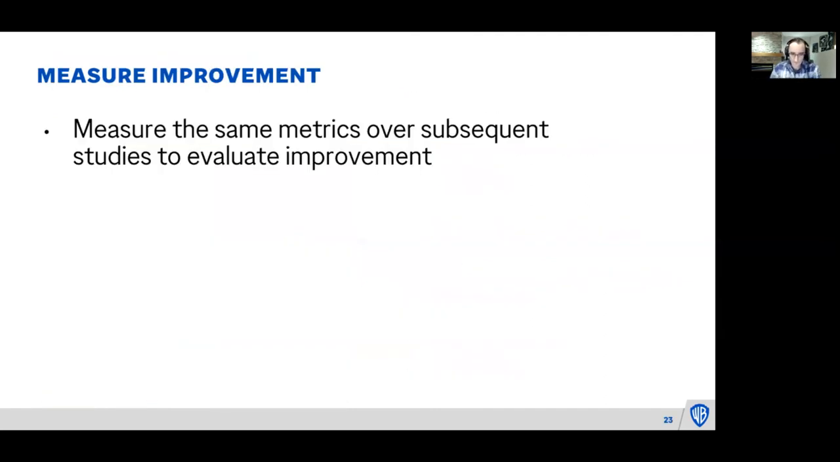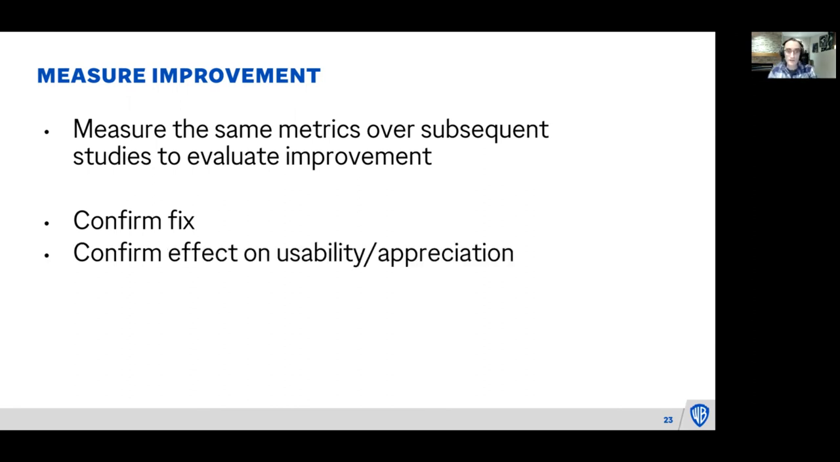Measuring improvement. So measuring the same metrics, the nice thing about analytics is once you've hooked up events, most of the time they don't change. The game might evolve and some things might not matter anymore, but you can take any set of players and compare their data, which means that you can also compare a study A versus study B. You can confirm that a fix was made, right? So if we did want to change something, we can confirm that that thing is fixed. And we can confirm that the fix had the desired effect on appreciation or usability or whatever ultimate sort of high level metric we're looking to improve.